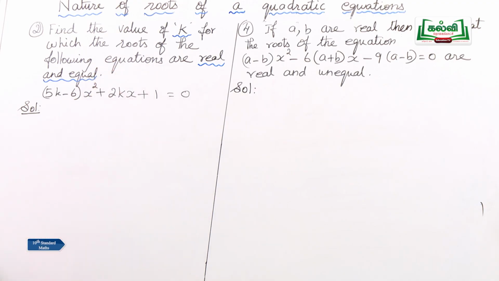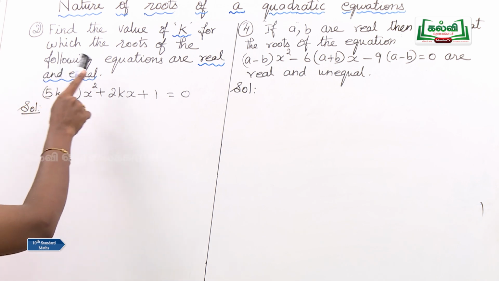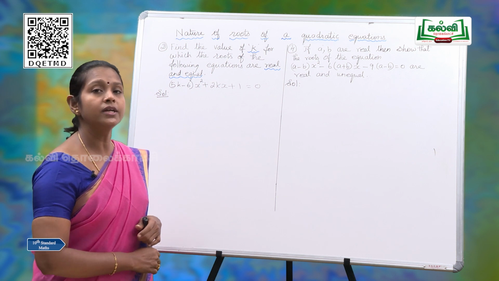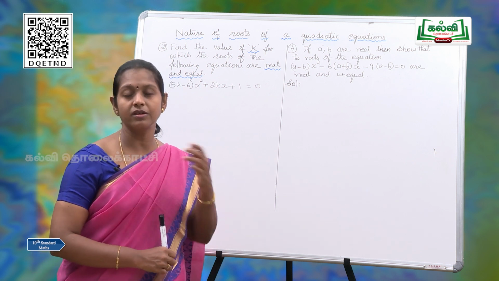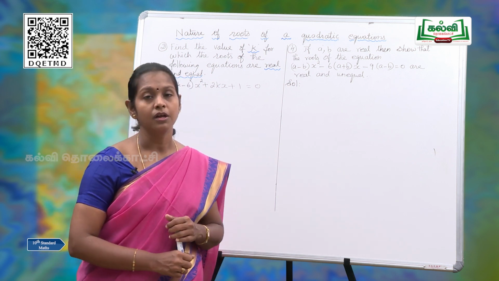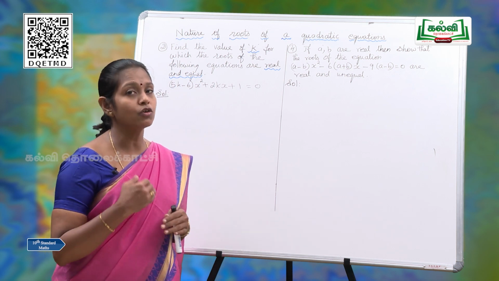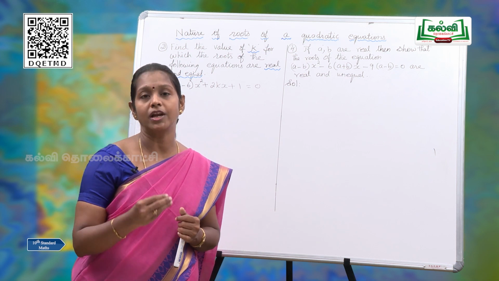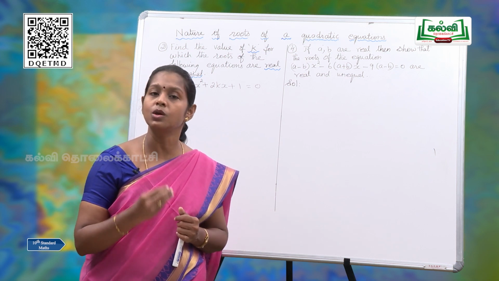Find the value of k for which the roots of the following equations are real and equal. So, you learned how to find the nature of roots, whether it is real, unequal or not real. Now, we are going to apply that concept in the question, and you are going to find the unknown value, the hidden value which is given in the equation.